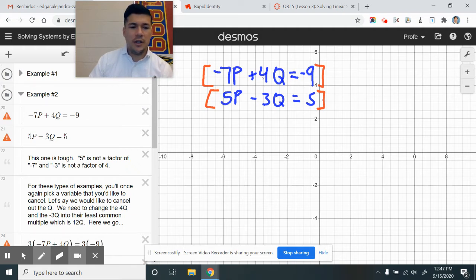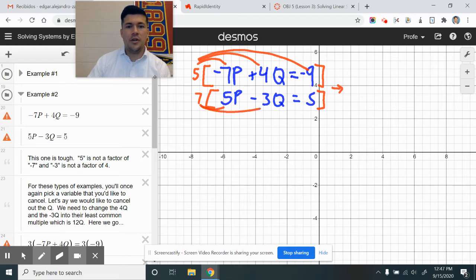So let's think right here of how I could work with this negative 7 and this 5. Well, negative 7, I bet I could turn a negative 7 into a negative 35. I would multiply it by 5. And I could turn a 5 into a 35 by multiplying it by 7. All right? So that's kind of crazy, but that's what we do. Now, I'm going to multiply this whole equation by 5. That means left side and right side. And then I'm going to multiply this whole equation by a 7, left side and right side.